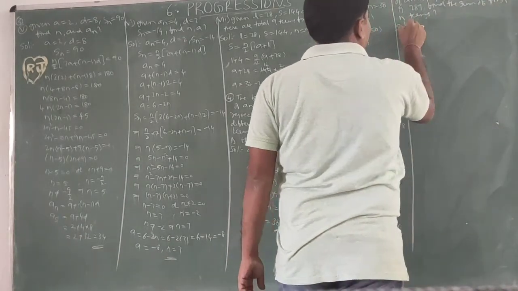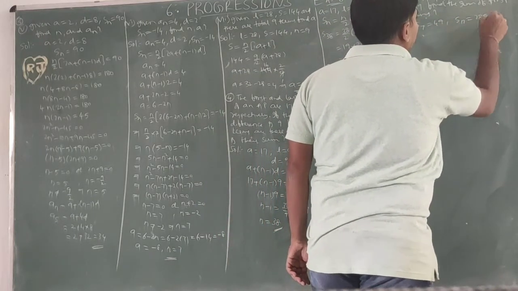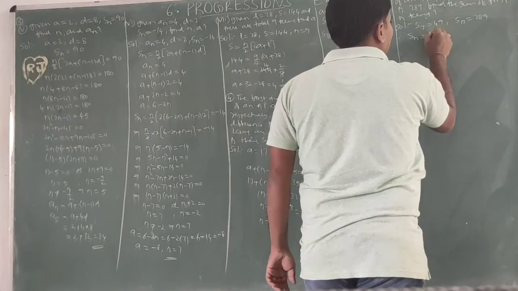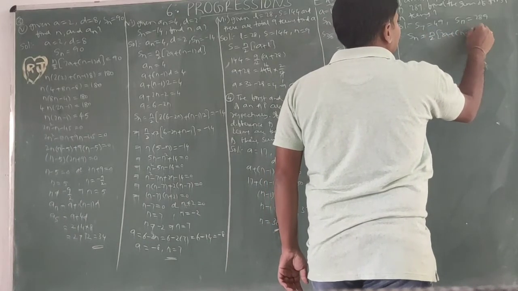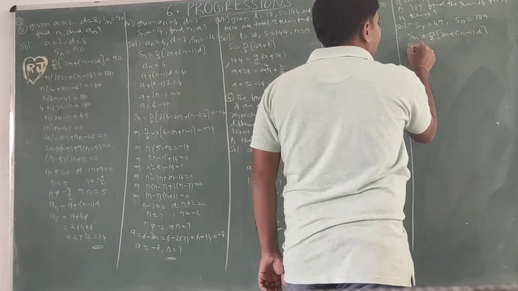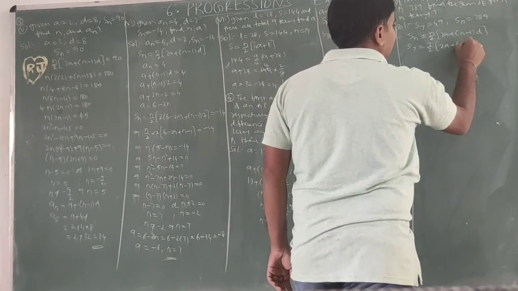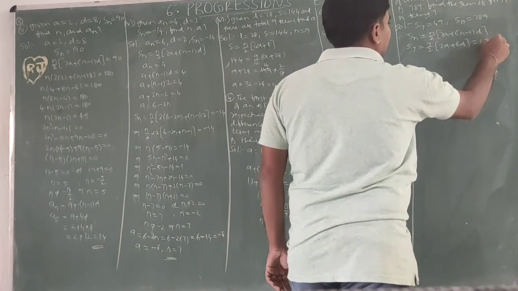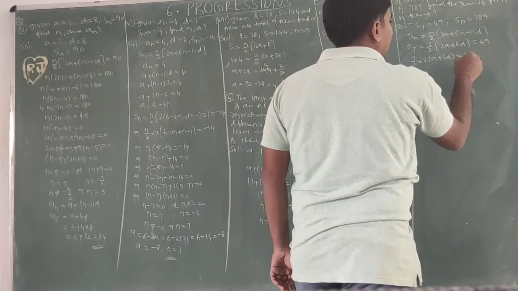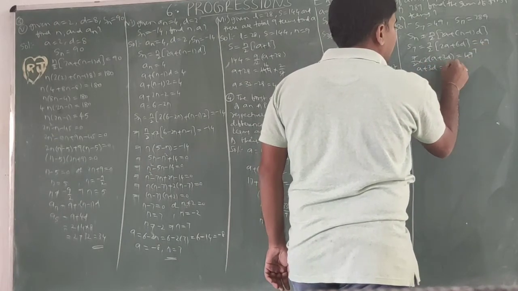Solution: S7 equal to 49, S17 equal to 289. Sn formula: n by 2 of (2a plus (n minus 1) d). S7 equal to 7 by 2 of (2a plus 7 minus 1, 6d), which is equal to 49. 7 by 2 into 2 common, (a plus 3d), equal to 49. 2 cancels, 7 into 7. So a plus 3d equal to 7.